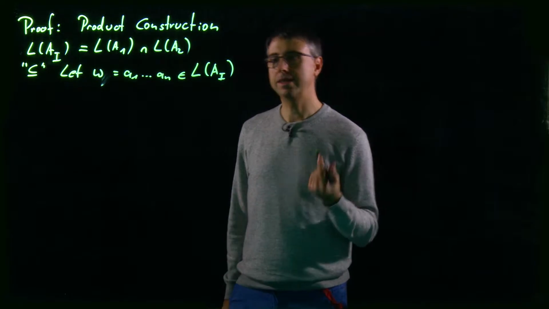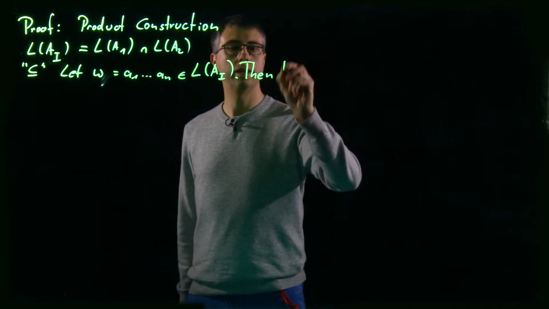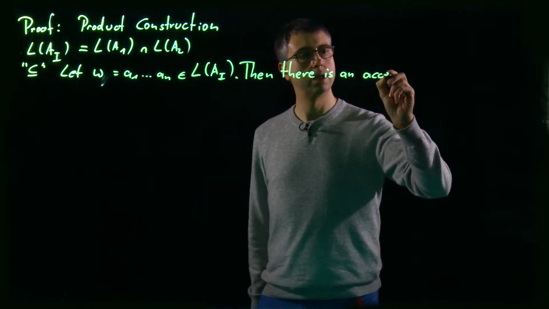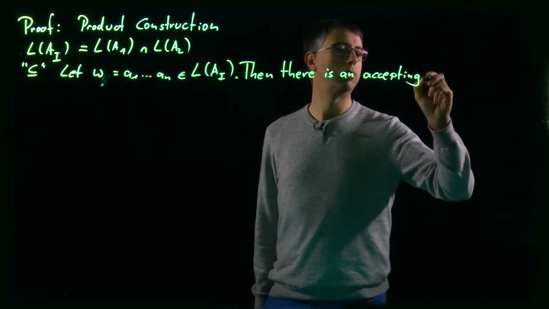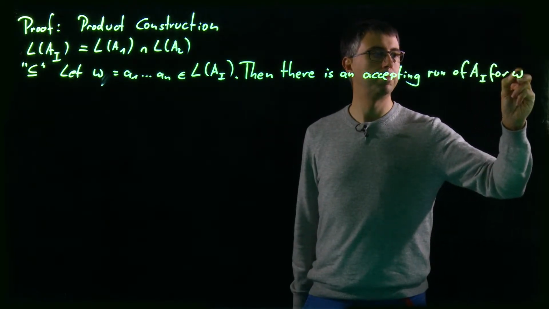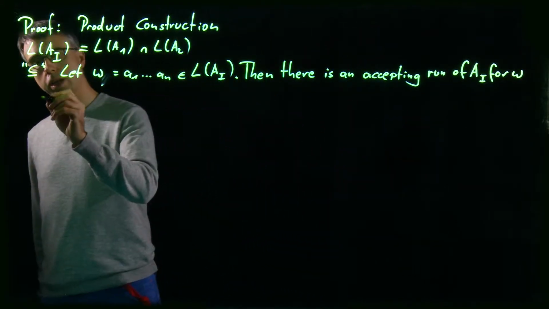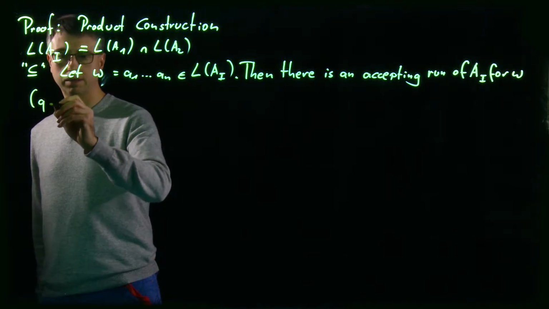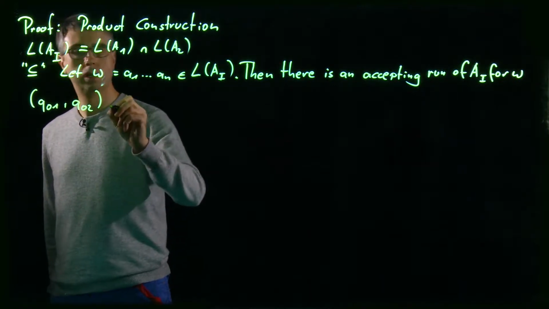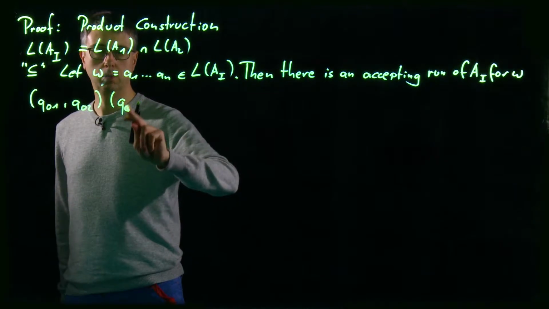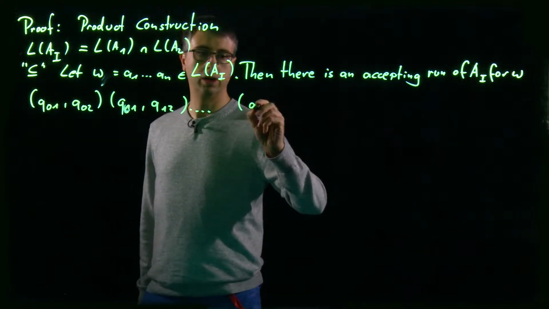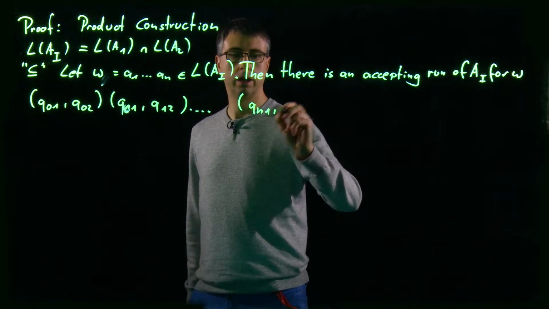And if it's accepted, there's an accepting run. Then there is an accepting run of A_I for W. And this run has the form that we have pairs, so we have q01, q02, q11, q12, and so on up to qn1, qn2.